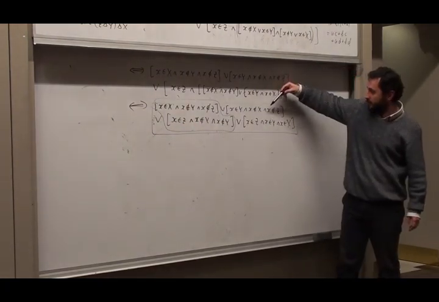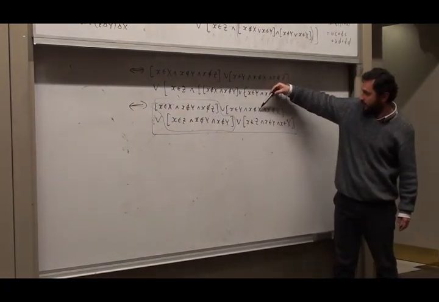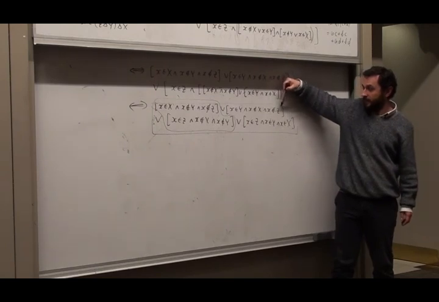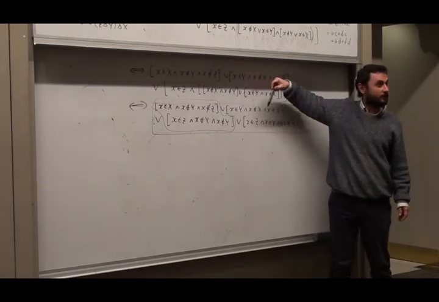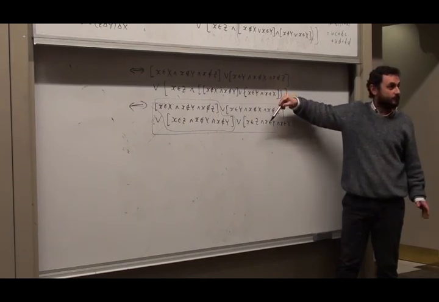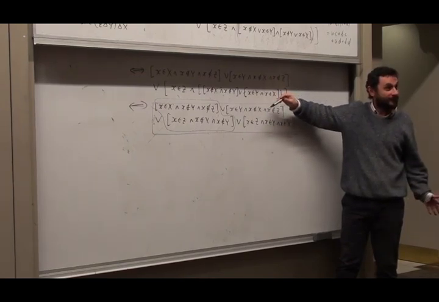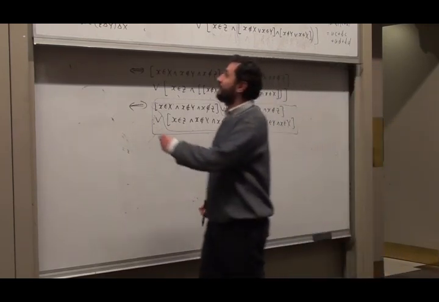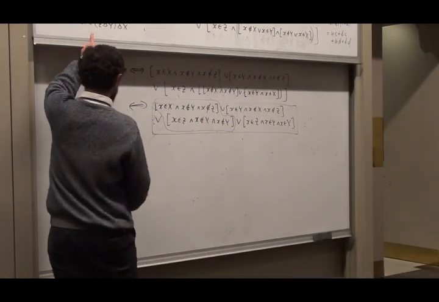And here, this is symmetric. By swapping around x and z, we don't change the meaning. And also this one is symmetric. We're done. Right? So, now we can do this, right?